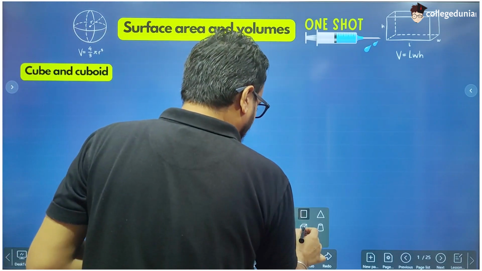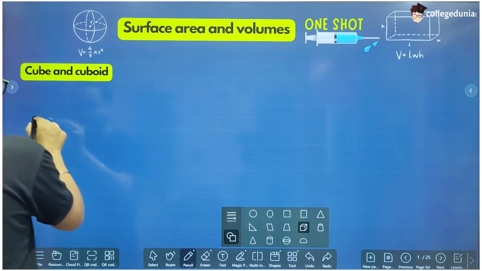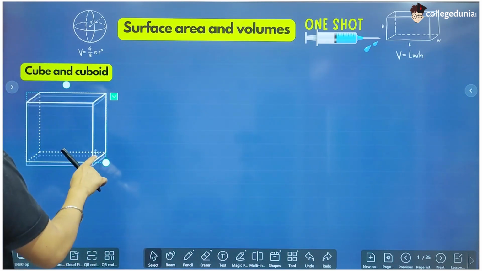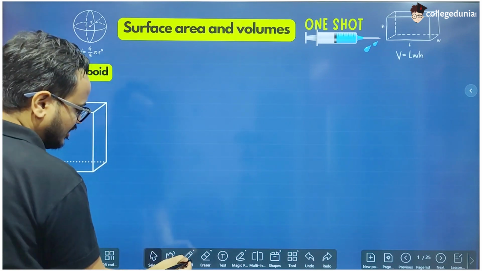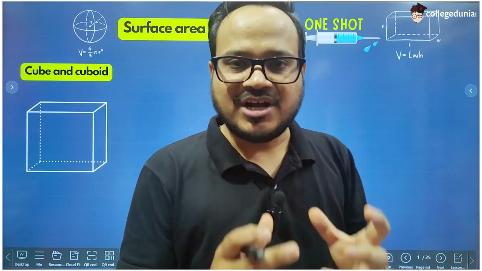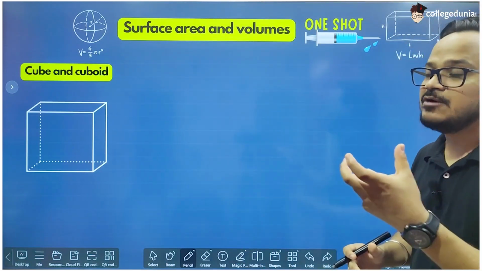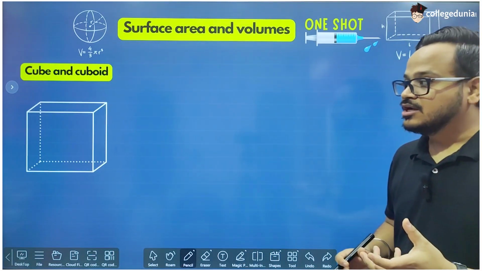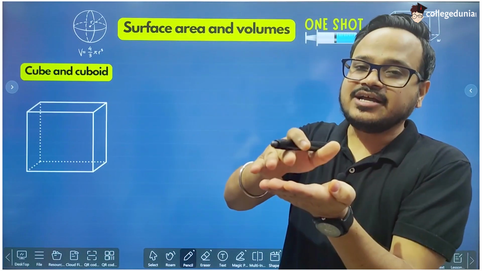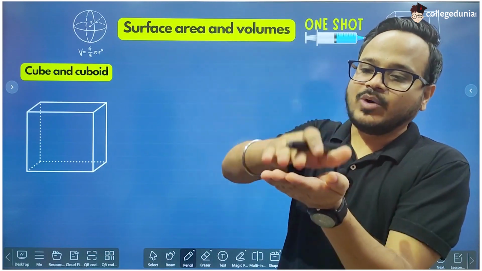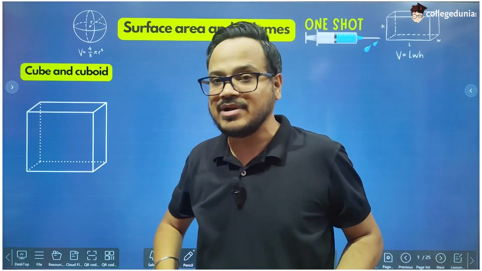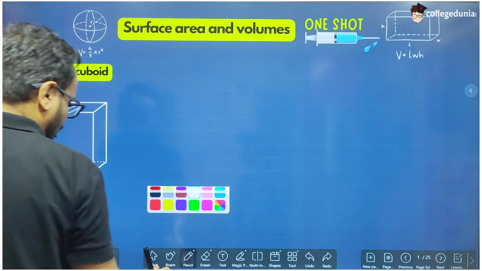What is a cube? A cube is a three-dimensional body which looks like this. You all must have seen Rubik's cube, that particular shape. That's why it is called cube. So that particular shape is called a cube. Just take a square and put various other identical squares on the top of it, one over other, and you will get this three-dimensional figure which is called cube.